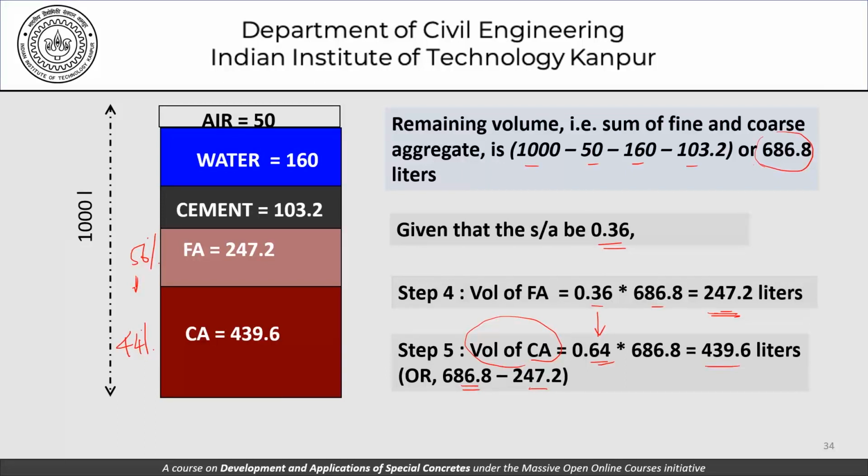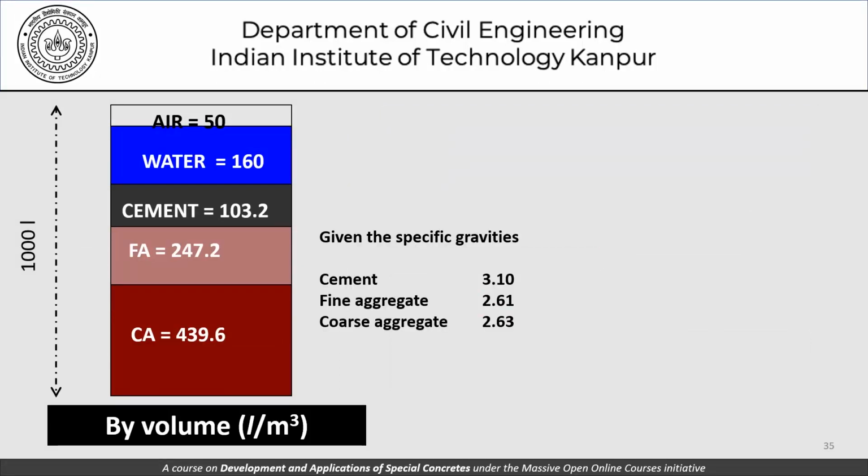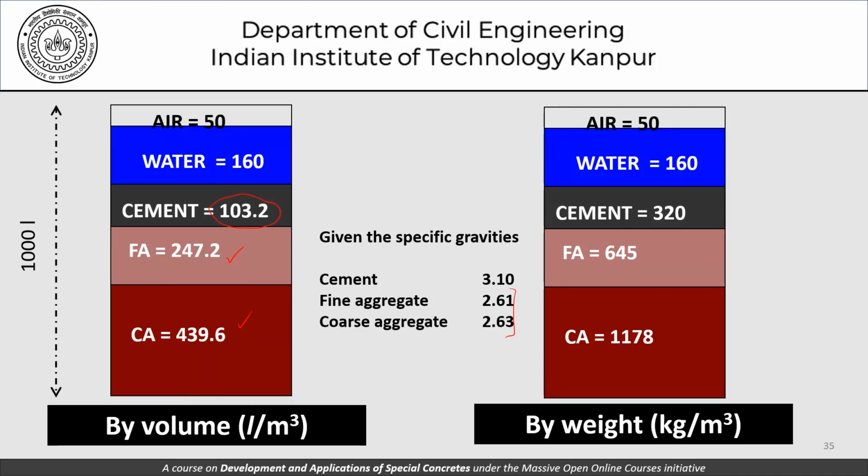So these are the kind of analysis and commentary we will do at some point later on. We need to convert these values, especially because this was determined from the mass itself. So these two values have to be converted to mass, we need these specific gravities, and once we have them, we get 320 kgs of cement, 160 kgs of water, 645 kgs of fine aggregate, and 1178 kgs of coarse aggregate. This is the proportion of the concrete mix by weight.